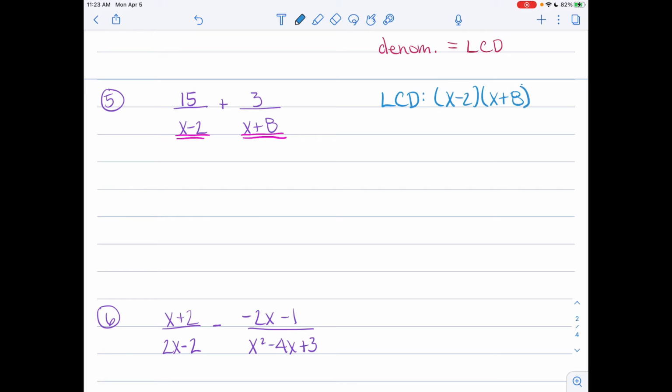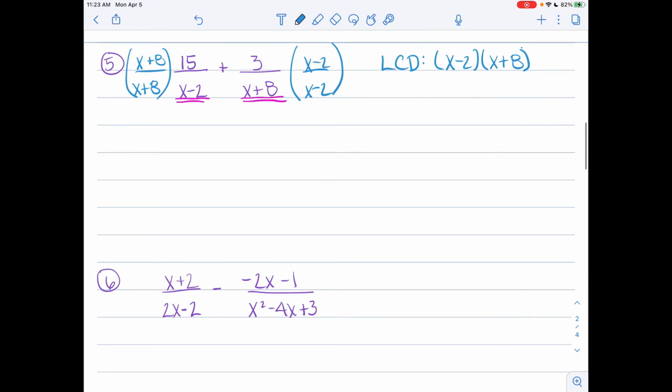And so what I need to do is make this denominator equal the LCD, and then make this denominator equal the LCD. In order to make the first one, I need to multiply by an x plus 8 over x plus 8. Remember, whatever you do to the bottom, you have to do to the top. I already had an x minus 2, but now I need to multiply by x plus 8. Over here on this side, I'm missing the x minus 2.